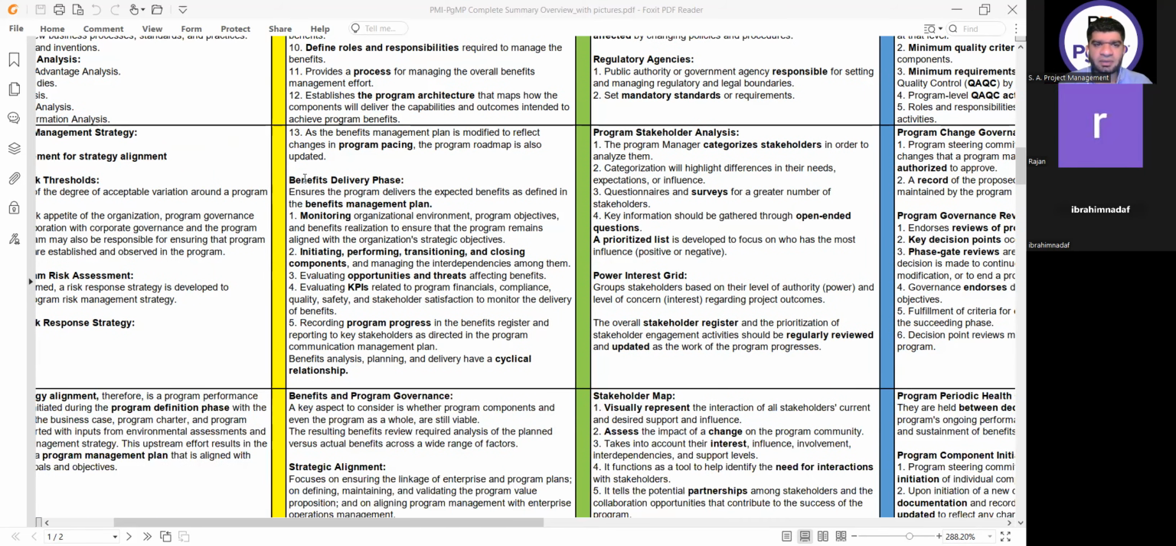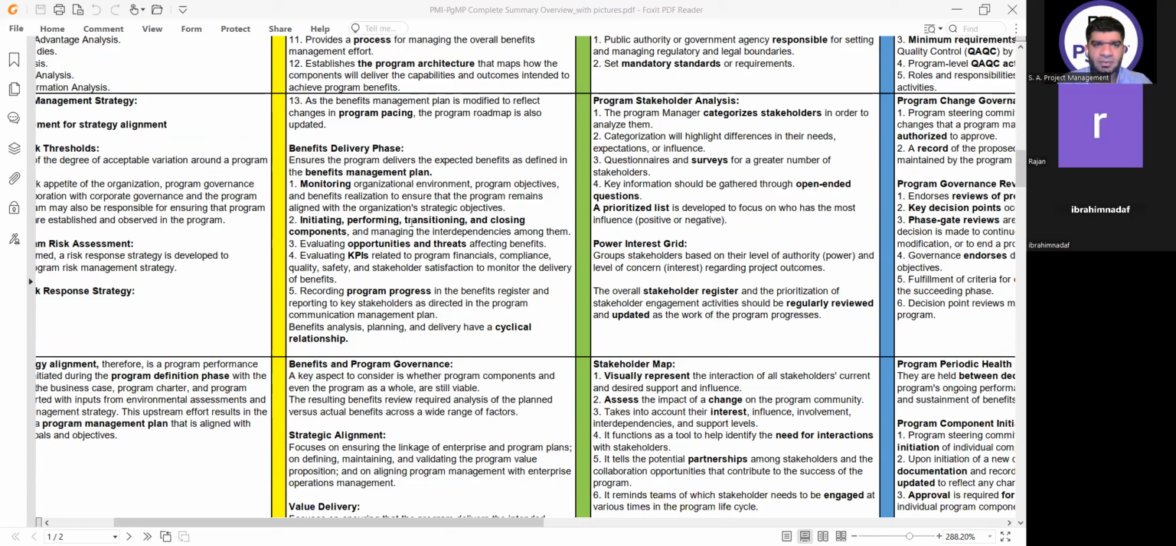Then comes the benefit delivery phase, which ensures the program delivers the expected benefits as defined in the benefits management plan, monitoring organizational environment, objectives and benefit realization to ensure that the program remains aligned with the organization's strategic objectives, initiating, performing, transitioning and closing the components, because we are in the program benefit delivery phase. So all the components of the program will go through their complete life cycle. This is a very important concept.